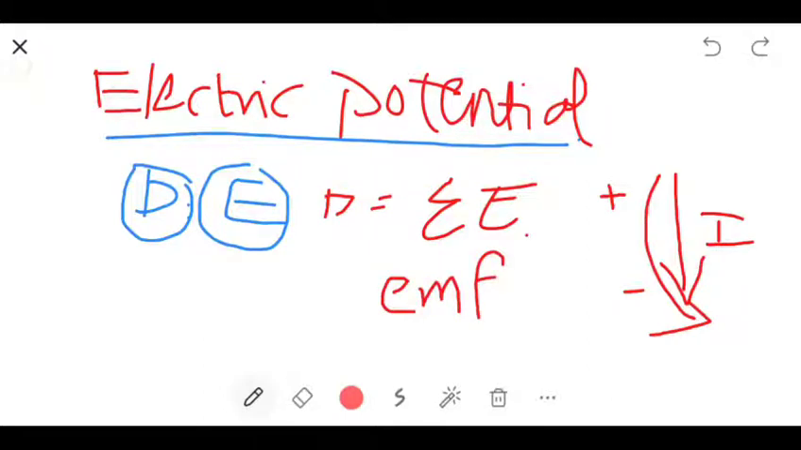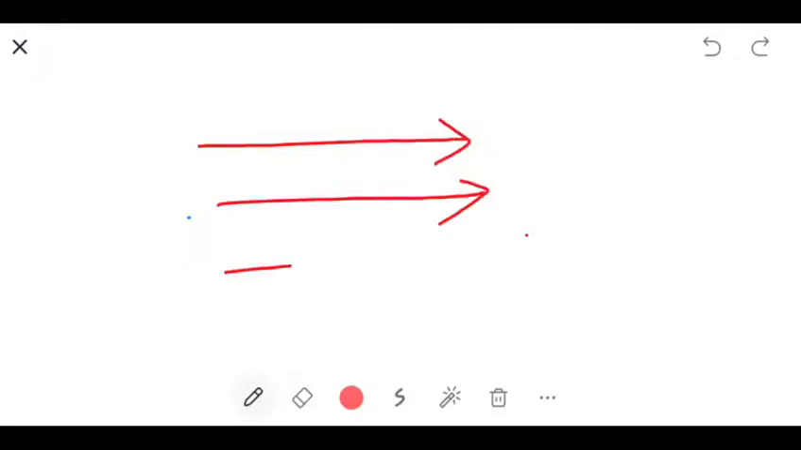Now let us see how electric potential behaves in an electrostatic field. Suppose a test charge is placed at any point in an electric field. Suppose the electric field is moving in one direction. Is the electric field a vector or a scalar? Electric field is a vector. Electric field intensity is nothing but the electric field E bar.